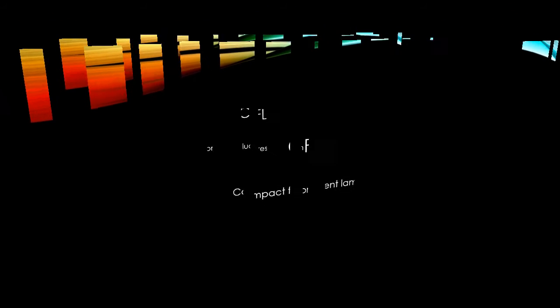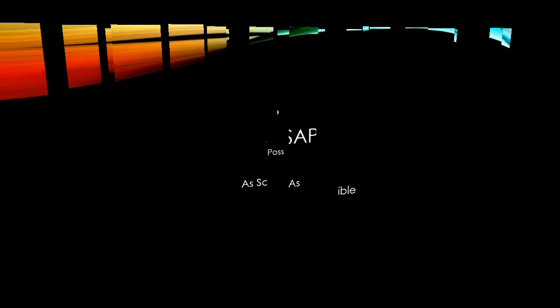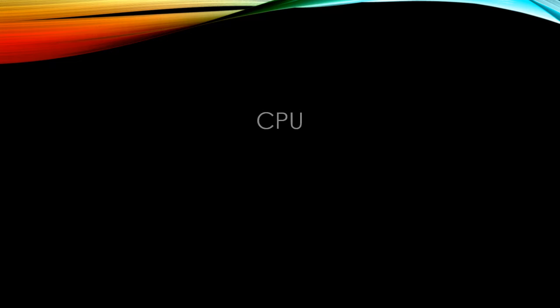CD stands for Compact Disc. CFL stands for Compact Fluorescent Lamp. ASAP stands for As Soon As Possible. CPU stands for Central Processing Unit.